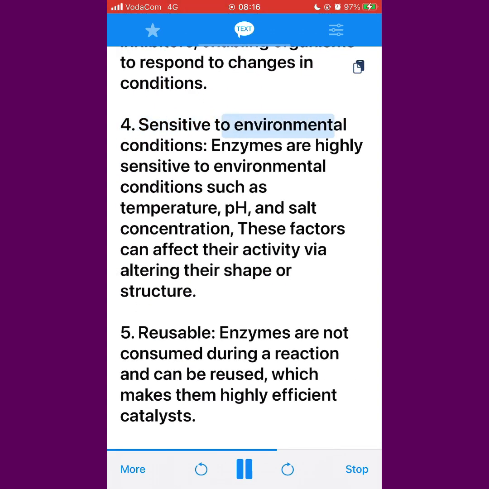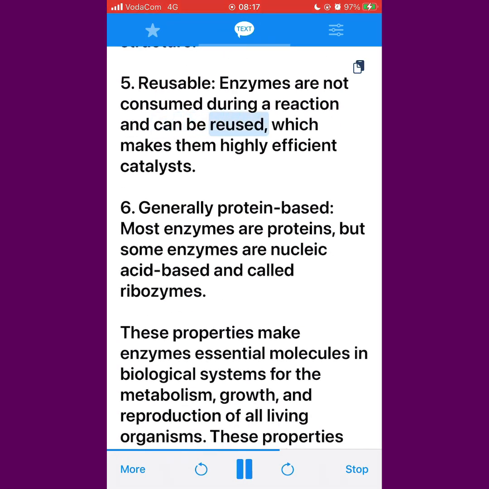Sensitive to environmental conditions. Enzymes are highly sensitive to environmental conditions such as temperature, pH, and salt concentration. These factors can affect their activity via altering their shape or structure. 5. Reusable. Enzymes are not consumed during a reaction and can be reused, which makes them highly efficient catalysts.